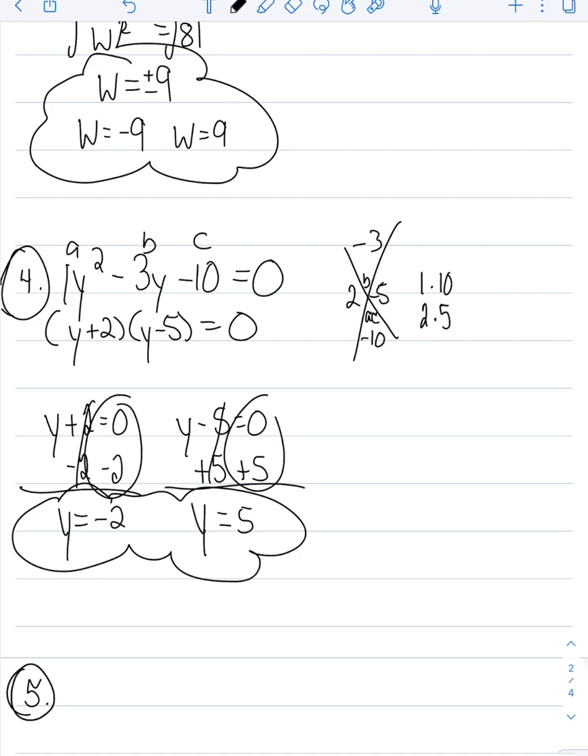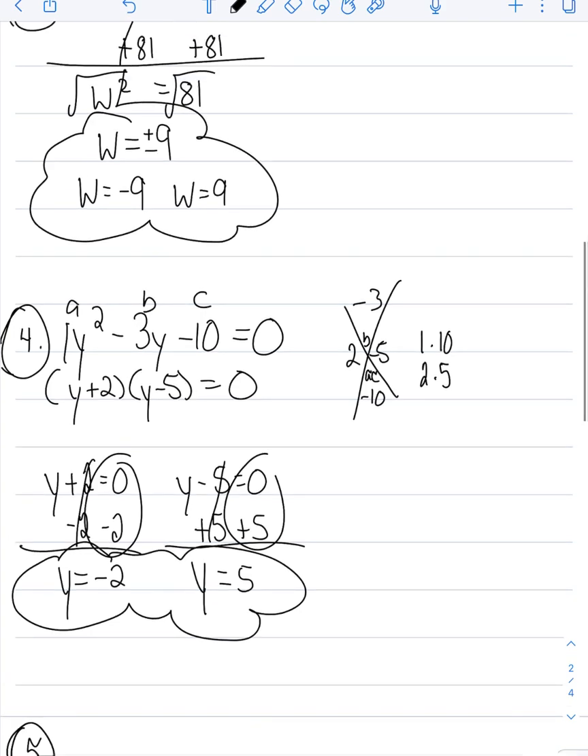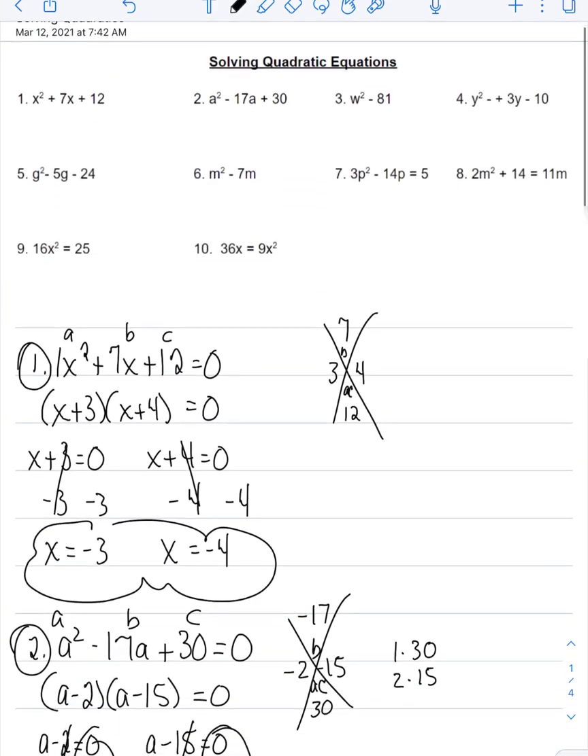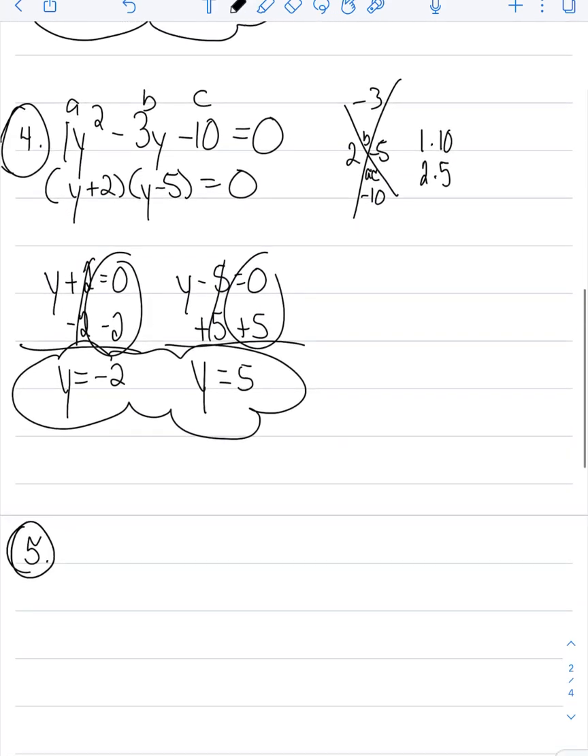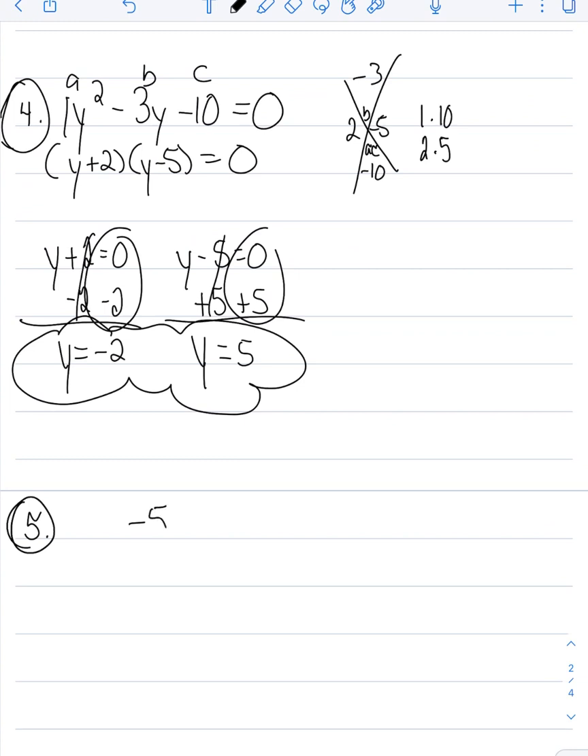Number 5, g squared minus 5g minus 24. Remember, we set it up equal to 0. Again, our solutions are called zeros, our solutions to a quadratic equation. And just a quick reminder, having that g squared, x squared, that square is what makes it a quadratic.